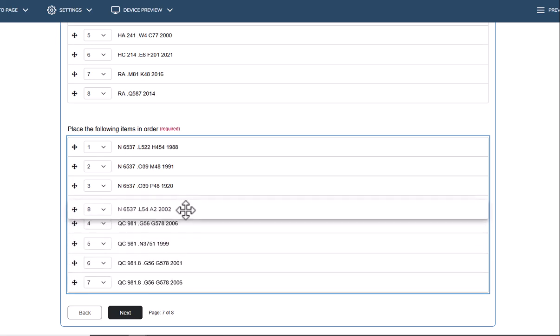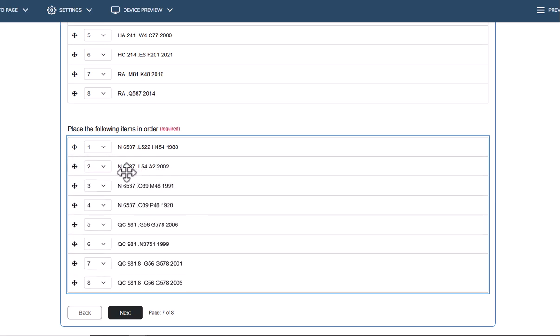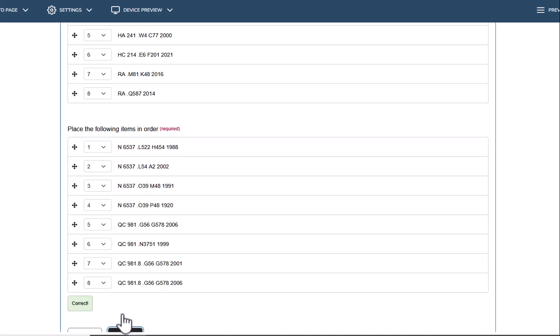We're going to move it up, we're going to keep on moving it up because I see that after that N 6537 we have an L, so we have two N 6537 point L's right here. This is a decimal number, so we're reading left to right. 5 and 5, 2 and 4. 2 comes before 4, so this is the proper order of this one. Next.